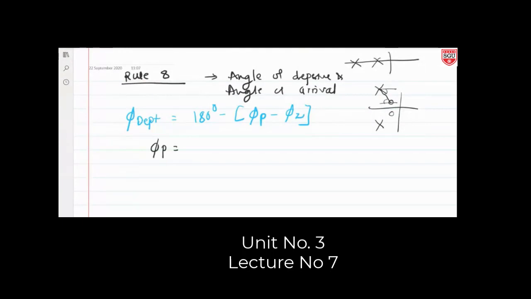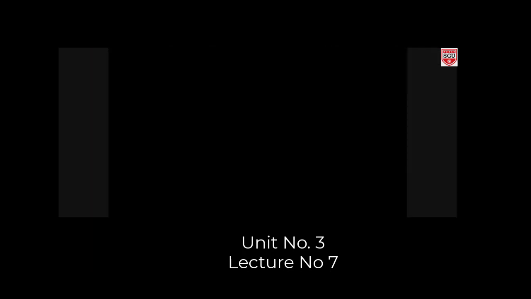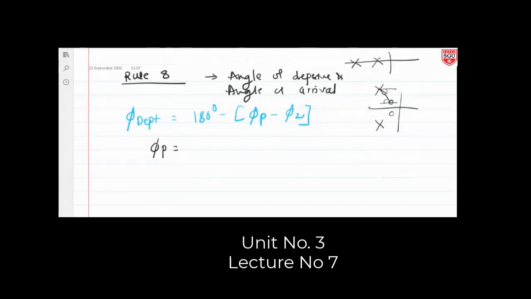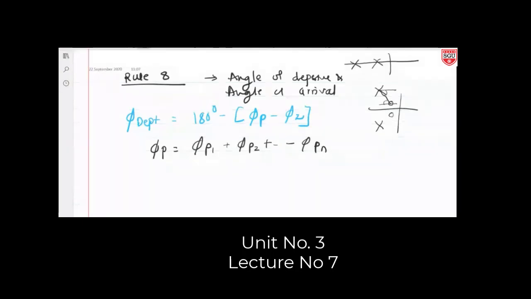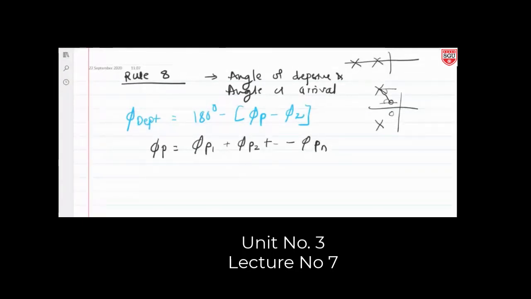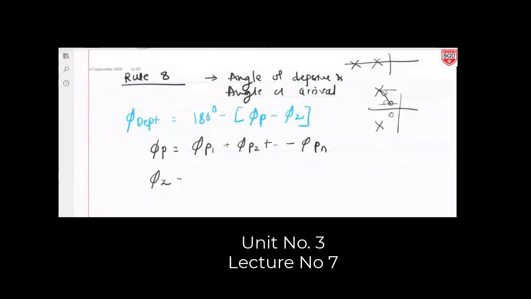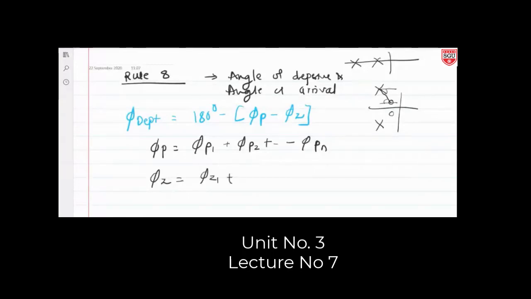Phi p is nothing but phi p1 plus phi p2 up to phi pn, the sum of all angles subtended by all the poles, which I will show by diagram so that you will understand. Phi z means phi z1 plus phi z2 up to phi zn. It is nothing but the sum of all angles subtended by all the zeros.